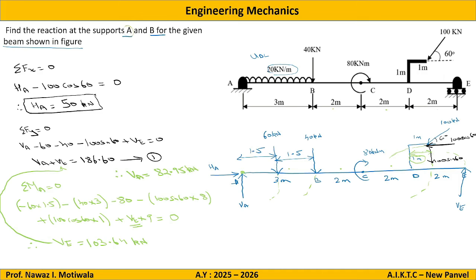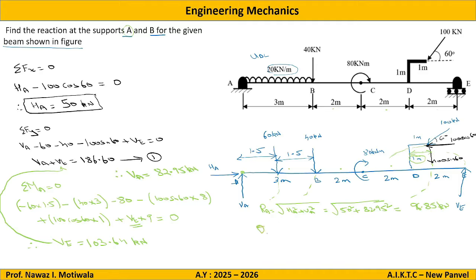If you observe, at support A there are two reactions, HA and VA. So we need to find the resultant reaction at A, that is RA, equal to square root of HA square plus VA square. HA is how much? 50. So it is root of 50 square plus VA is 82.95, so 82.95 square. I am getting the answer as 96.85 kilonewton. So this is RA and this is just the magnitude.